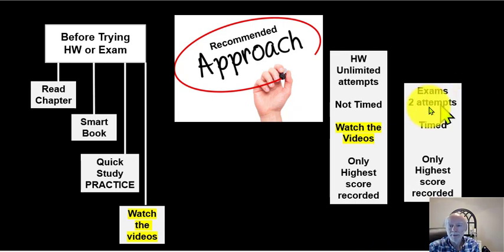Okay, let's talk about exams. On exams, you get 2 attempts, and the exams are timed. If you hover over an exam information area on Connect, it'll tell you how much time you get for each exam, how many points it's worth, and it gives you all the information that you need to know about the exam before you click on it and start taking it. Only the highest score is recorded for exams also, just like homework.